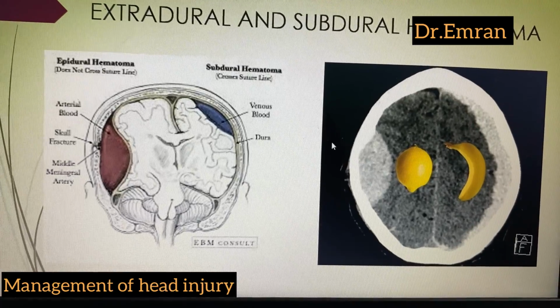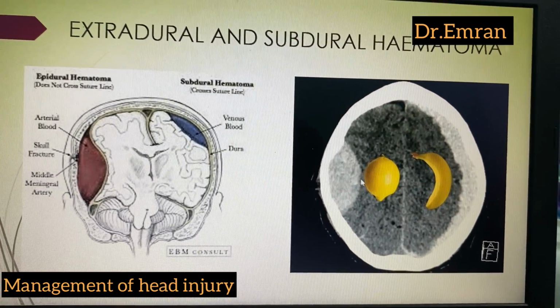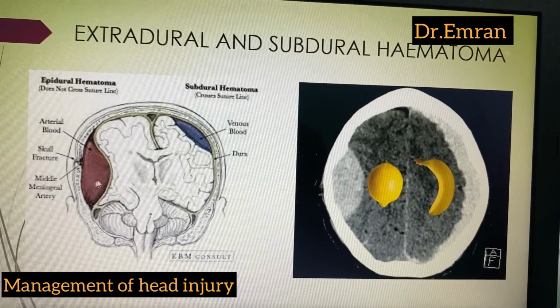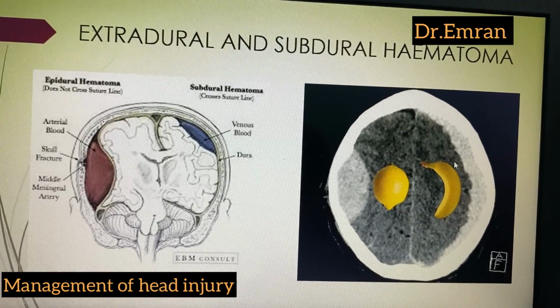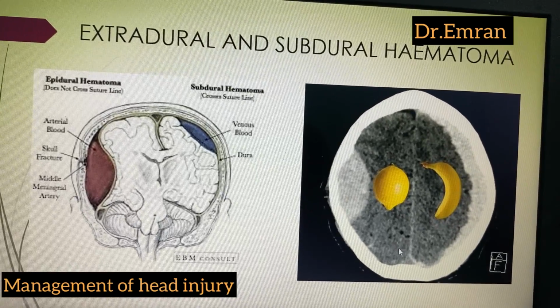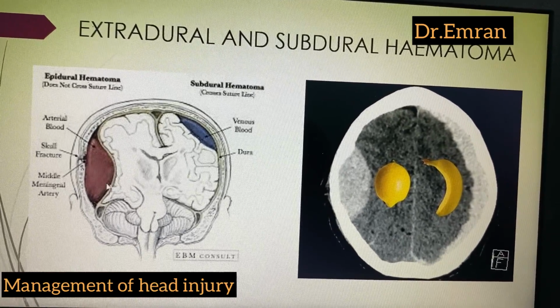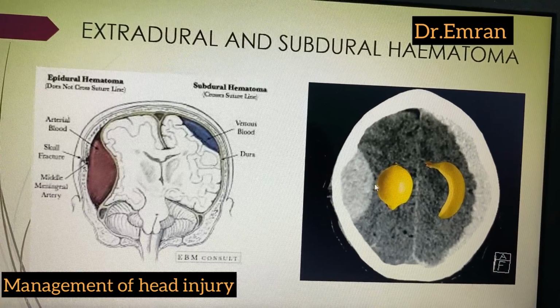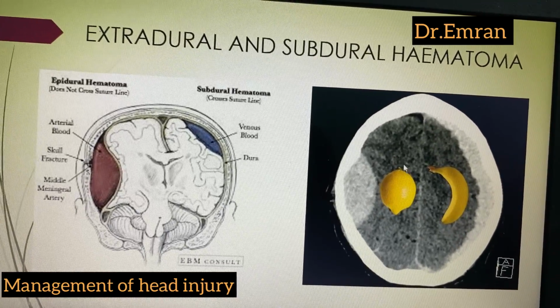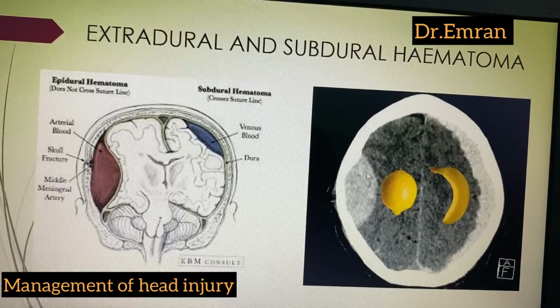And you are seeing a very interesting picture, that is the extradural hematoma and the subdural hematoma. This is a diagrammatic presentation. In extradural hematoma, it looks like a lemon-shaped or biconvex-shaped hematoma.